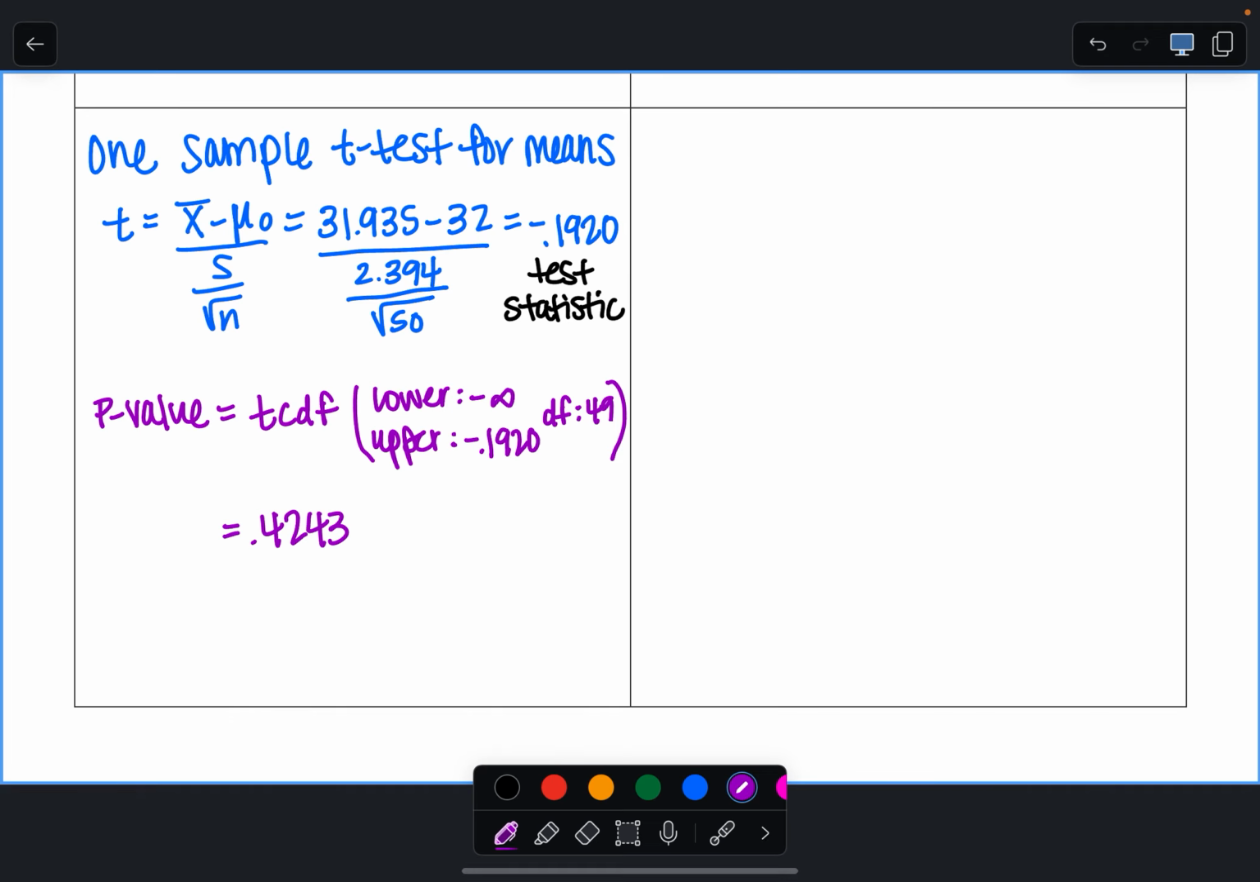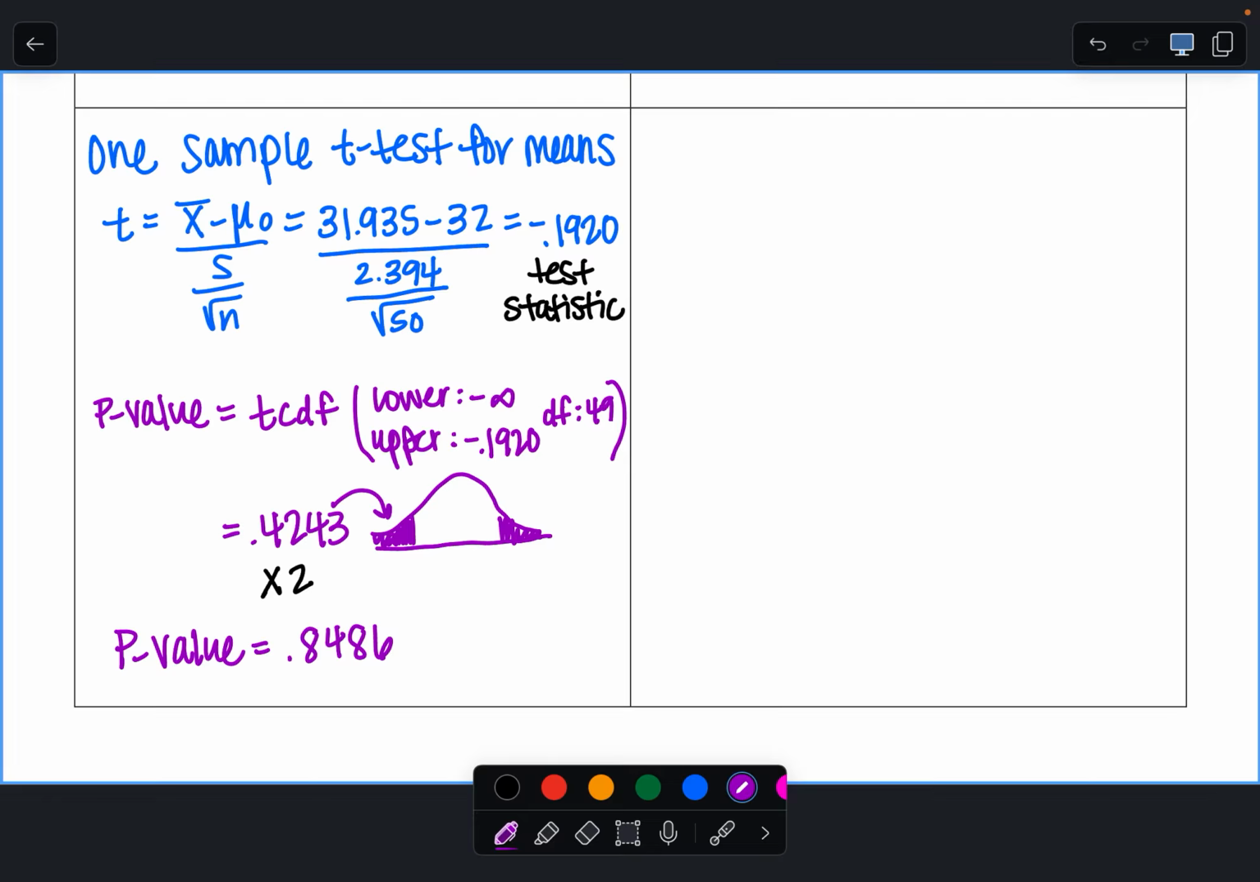Now, the thing to be careful about here is this only represents, and you don't have to draw a picture, I'm just drawing it for the sake of looking at this in terms of notes, this 0.4243 only represents the lower tail. So if I want to get the entire p-value when it comes to a test of difference, I have to make sure I remember to take whatever I get from one of them and double it. So my p-value is going to be 0.8486.